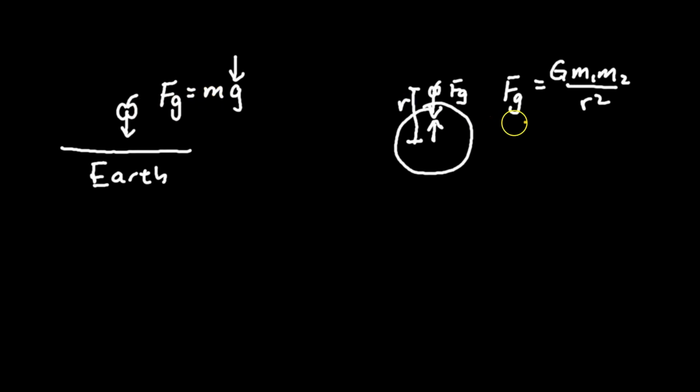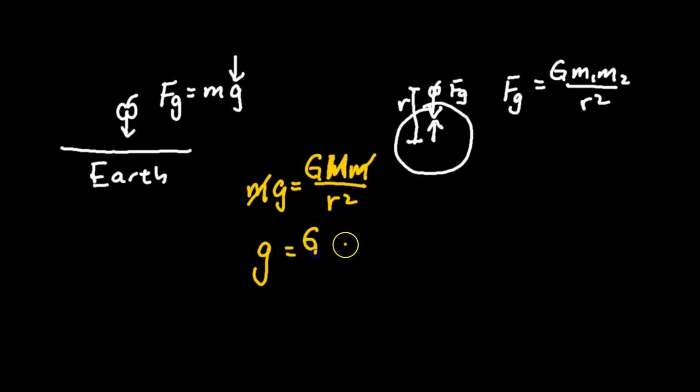If we then set these two equations equal to each other, since they're both calculating gravitational force, we get mg is equal to the gravitational constant times m1. We'll call this big M for the mass of the planet, times m2, we'll use little m, divided by r squared. Do you notice anything that cancels out? The mass cancels out, right? So g is equal to big G times big M divided by r squared.